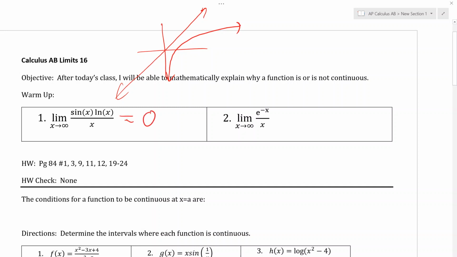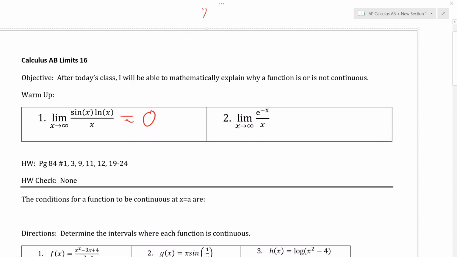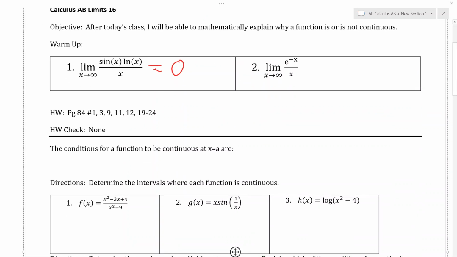That's a 0, okay? And the second one, as x goes to infinity, this is a nice one, because the top's going to go to, where's e to negative x go as x goes to infinity? It's going to go to 0, and the bottom's just going to get huge. So we have very tiny numbers over very big numbers. That is also 0. What's wrong, pen?